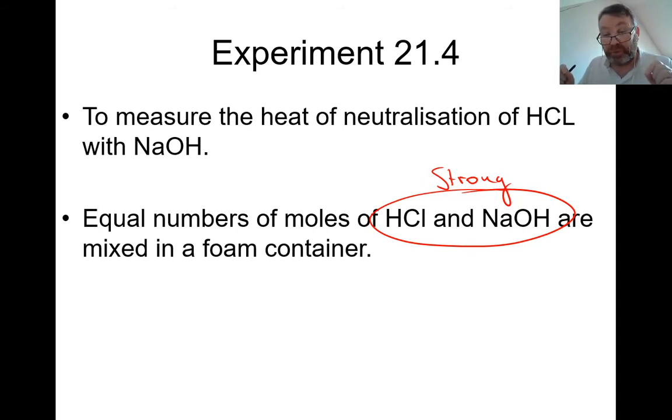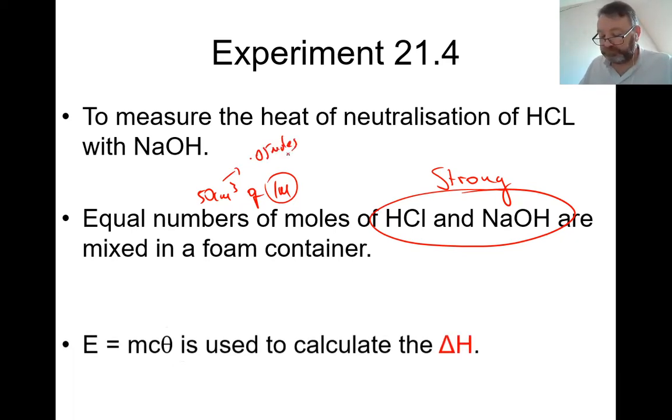Okay, so equal number of moles. In this case, 0.05. We're using 50 centimeters cubed. So we're using 50 cm cubed of 1 molar acid and base. Now please keep in mind, if it's 50 centimeters cubed of 1 molar, that means if I had a litre, I'd have 1 mole, but I have 20 times less. So I'm going to have a 20th of a mole, which means that in the 50 centimeters cubed, there will be 0.05 moles. That's what that means.